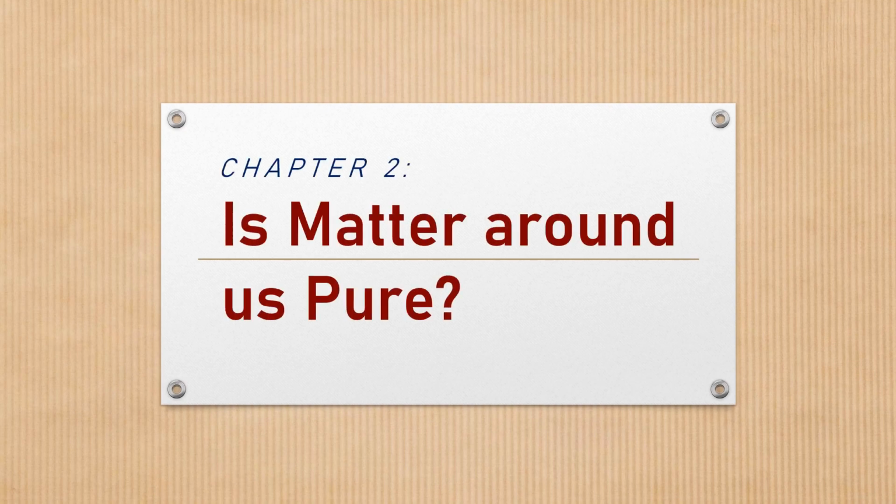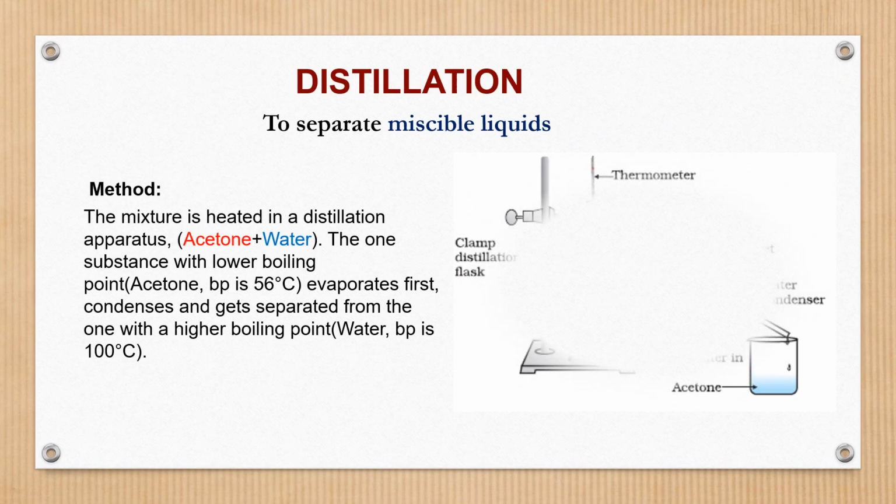Is matter around us pure? In this chapter we are learning how to separate the components of a mixture by using some techniques or methods. We already learned evaporation, centrifugation, using a separating funnel, sublimation and chromatography. Today we are going to learn two very important techniques: distillation and fractional distillation. First we see the distillation method.